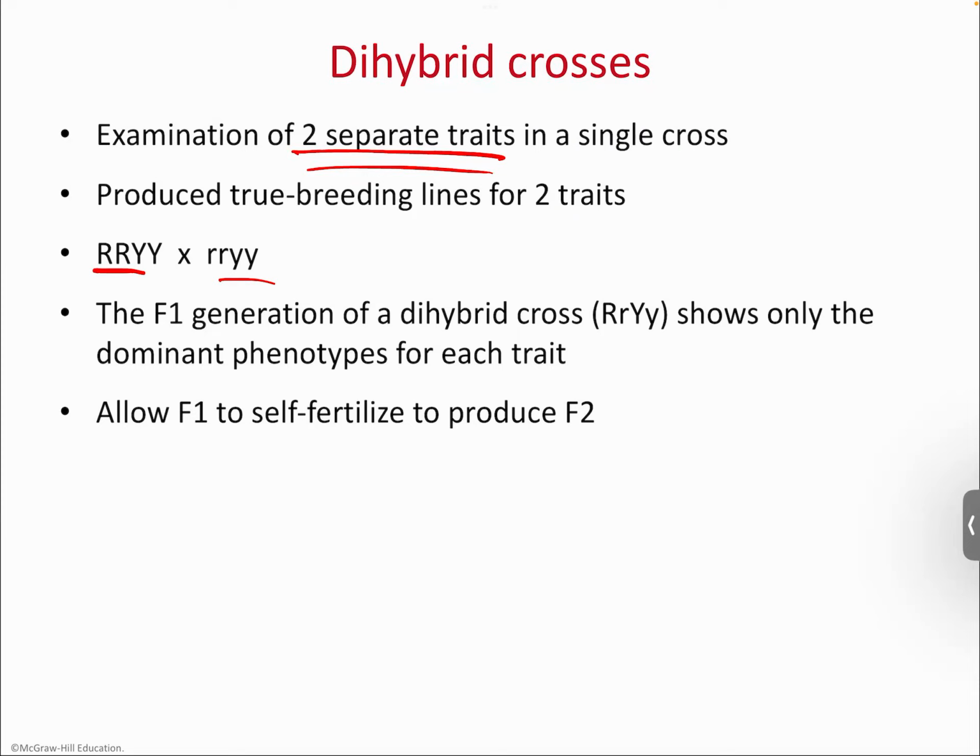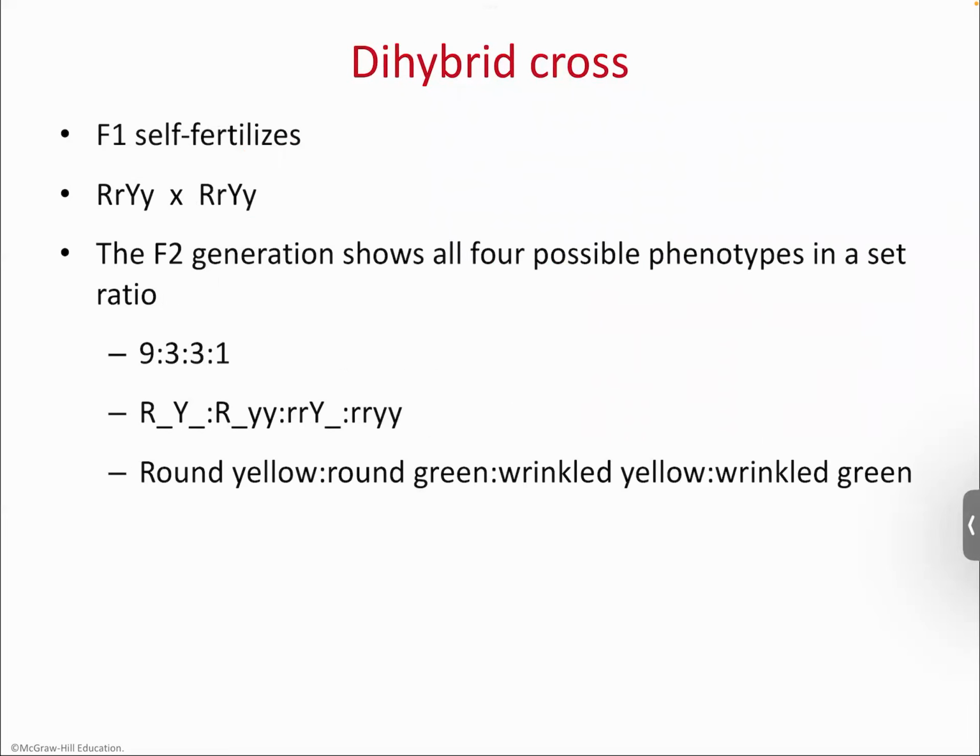Right, and so you're going to be crossing these in a dihybrid situation. And then ultimately, you're going to create in your F1 your heterozygotes. Notice it's what's called a compound heterozygote. You're heterozygous for both genes, R and Y. And then when you cross these together, you're going to get a common ratio of 9-3-3-1, right? Where you have round yellow, round green, wrinkled yellow, wrinkled green. So 9-3-3-1.